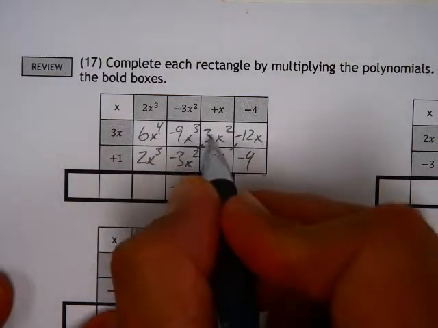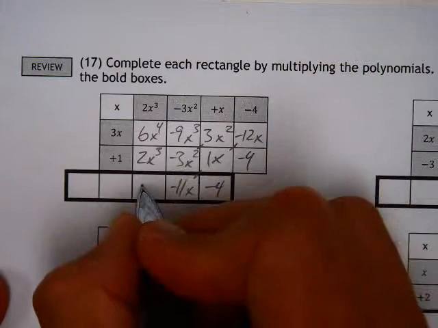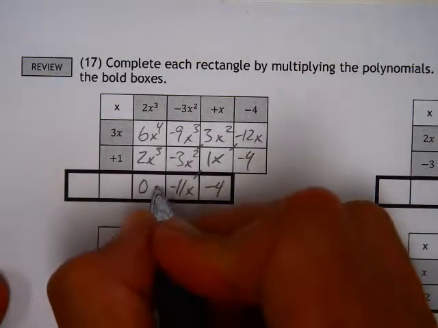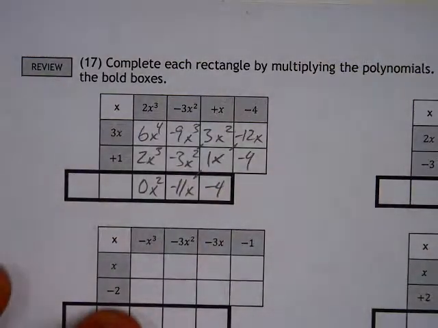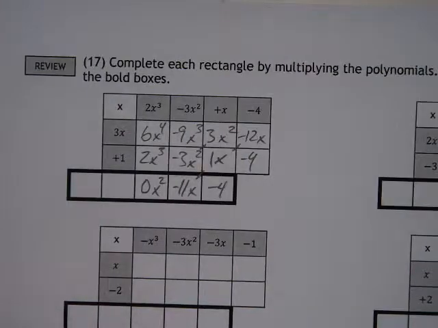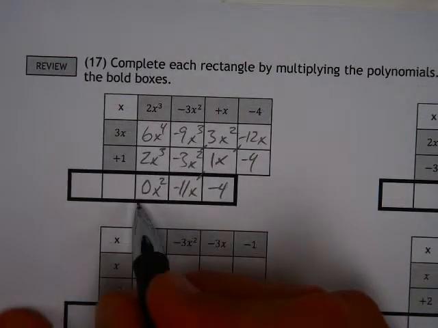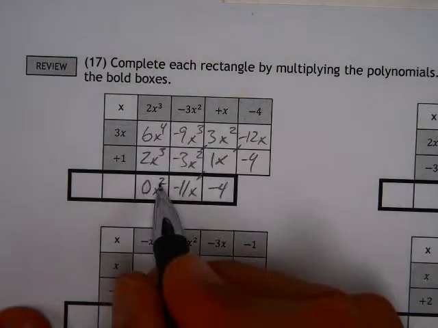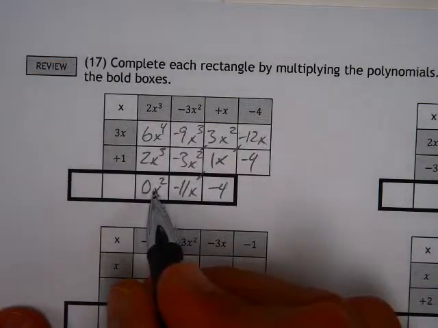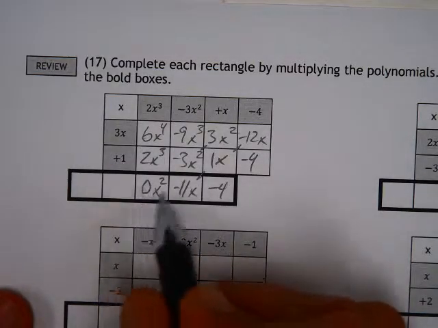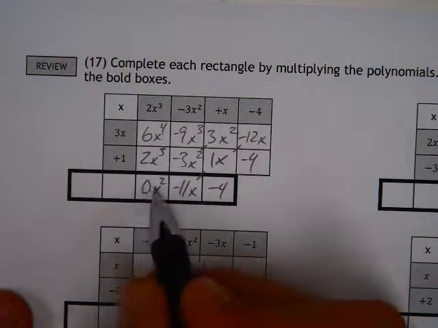Now look at this. This is a 3x squared and a negative 3x squared. Well, I'm going to show you a couple things you can do. You can call that a 0x squared, and I'm going to do that because eventually we're going to need to understand that you have to keep a space there for an x squared. If you don't have an x squared, you need to leave it open. So one thing you can do is do a 0x squared or just leave it blank.